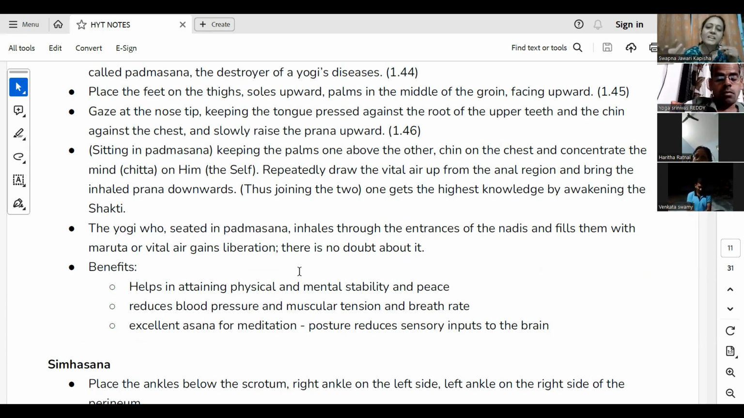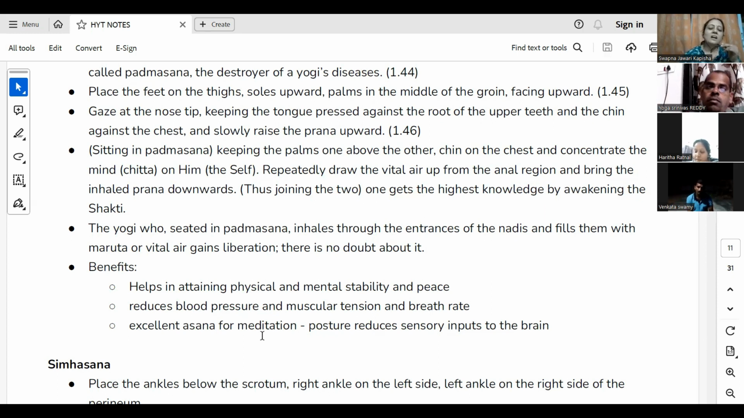A person who starts meditation in Padmasana and who regularly follows Nadi Shuddhi Pranayama, that is, he is able to inhale air through the nadis, will definitely attain liberation. He says there is no doubt about it. So what are the main benefits? It reduces blood pressure, muscular tension and breath rate. If you have too much blood pressure, it will help reduce it. And if you are taking too many breaths, in general we are supposed to take 12 to 13 breaths per minute, but some people have 18, 19, some even 23. To reduce the breath rate, we need to practice pranayama in Padmasana.